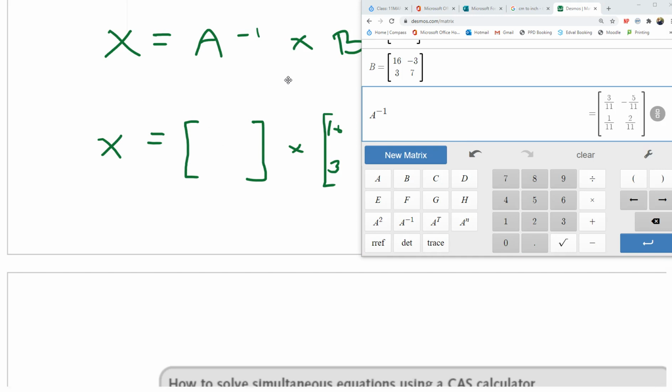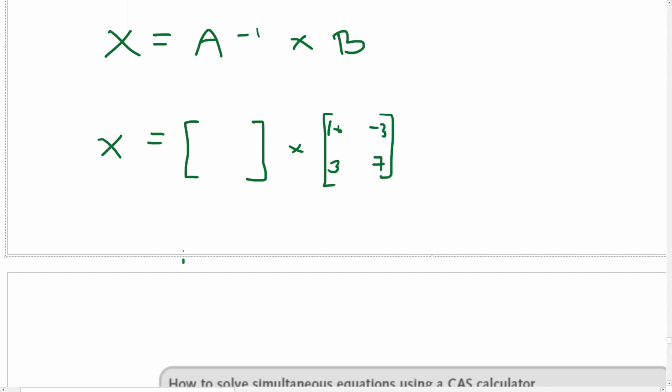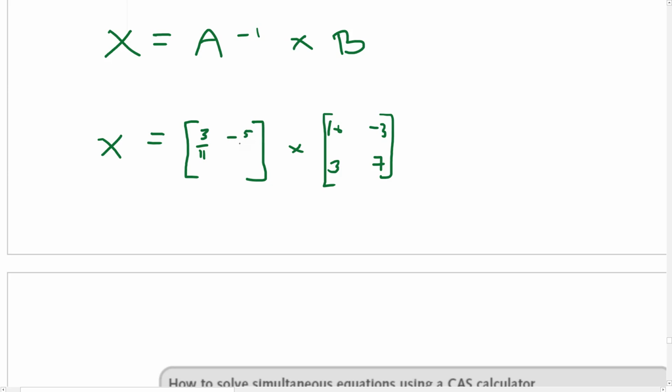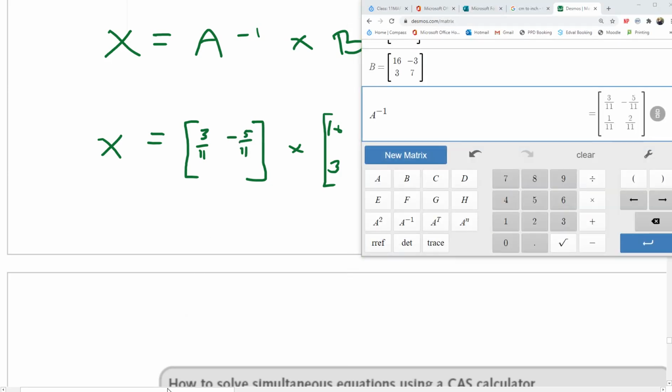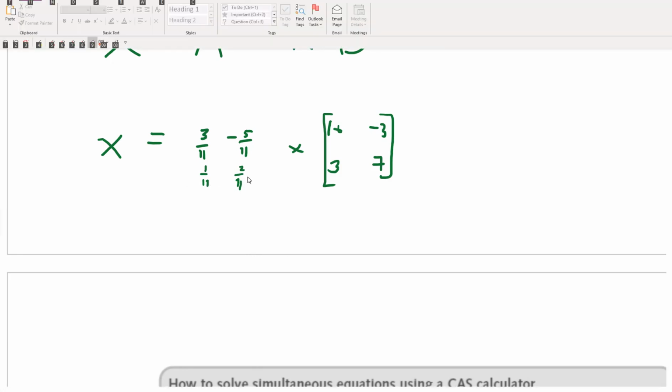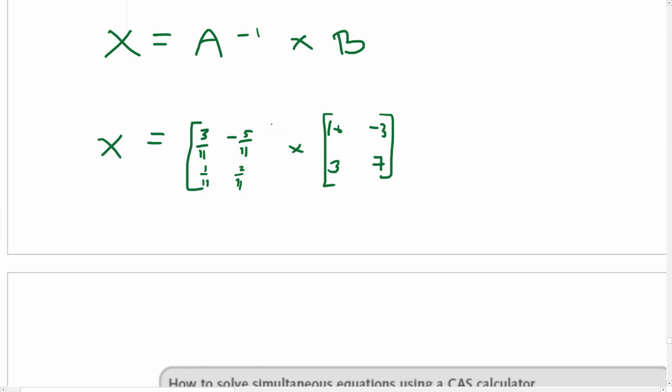Let me just put that in here. So you've got 3 over 11, -5 over 11. I do prefer the fractions in this case because they're just easier to write than a bunch of decimals. 1 over 11, 2 over 11. Okay, so excuse the horrible matrix. Let me just rewrite it. I didn't expect it to be this big. So let's just fix that. So this is the A inverse matrix right here.